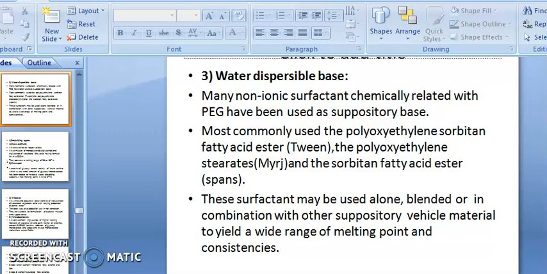When you are preparing such a combination, it leads to a better water dispersible base: PEG along with Tween, along with Myrj, along with Span. When you use this combination, it gives you the water dispersible base.